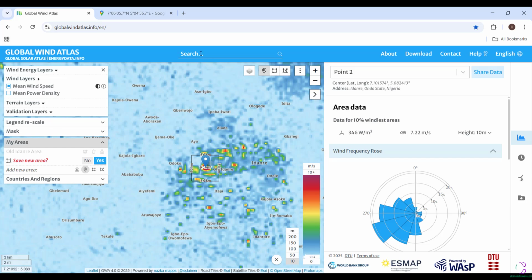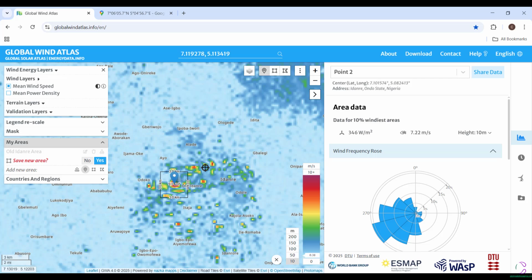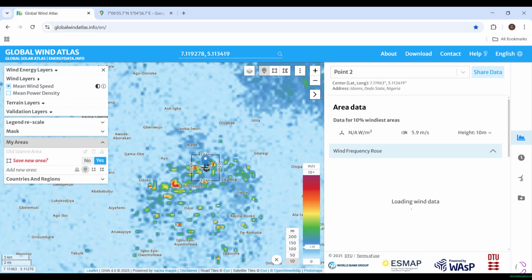Let's try and search for these coordinates. So this is this coordinate where people are inhabiting, and it's also giving us similar. So you see here you have 5.9 meters per second. So that's some ways you can actually walk through using Global Wind Atlas.